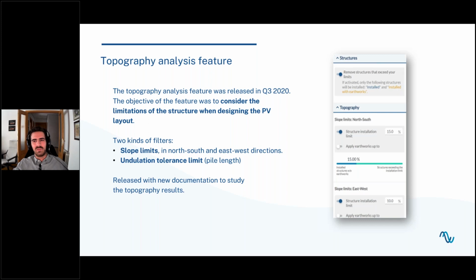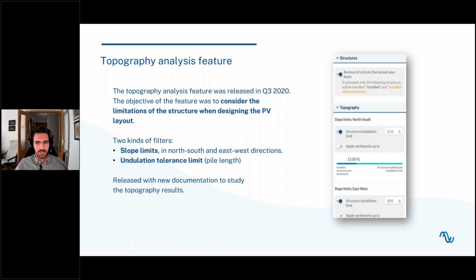The topography analysis feature was released in 2020, and it's a very easy to use feature within pvDesign. You go to design process, and you can enable slope limits in either the north, south, or the east-west direction. Whenever you say the slope limit is 15%, structures are not installed if the slope exceeds that value. You need to enable the remove structures that exceed your limits toggle.